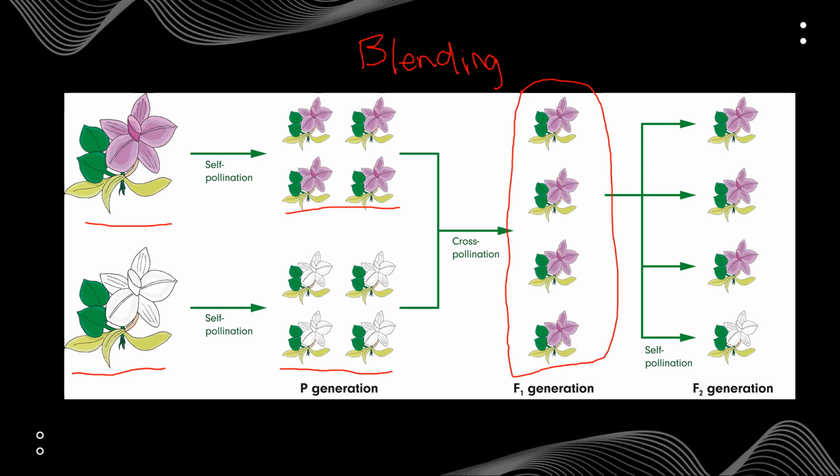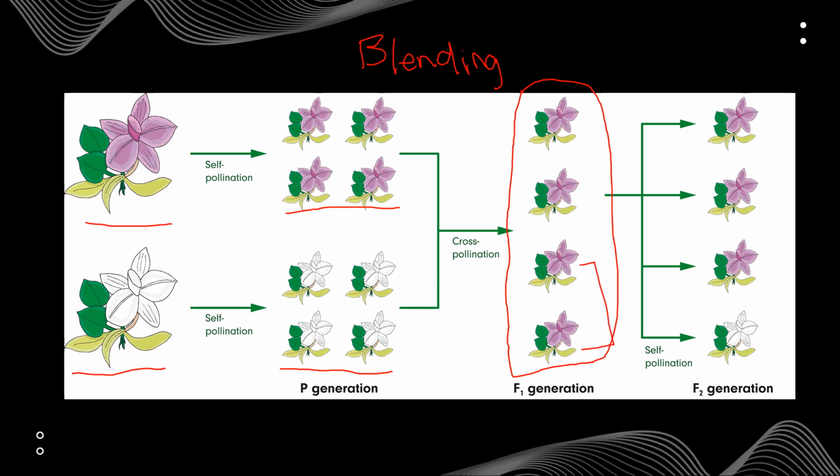What he saw was that the white trait seemed to completely disappear, and you only have purple flower traits now. That confused him. So he wanted to see where the white flower trait went. So he decided to cross two more of these plants.